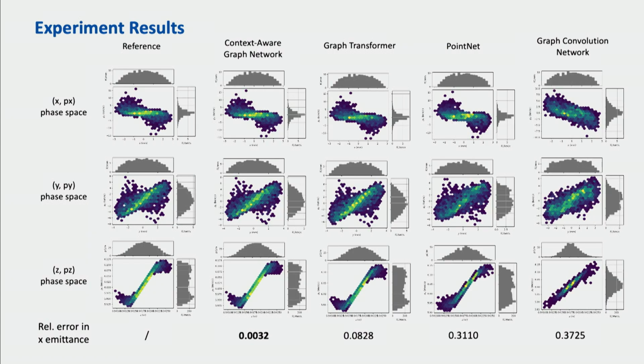So here are some preliminary experimental results comparing our context-aware graph network with a few baseline models, including the graph transformer, a PointNet adapted for regression tasks, and the vanilla graph convolutional network. We see that our model significantly outperforms all the baseline models and captures a lot of the details in the beam distribution.